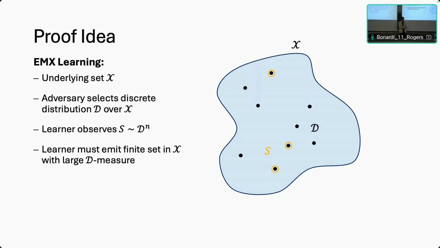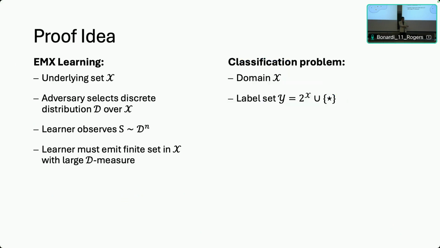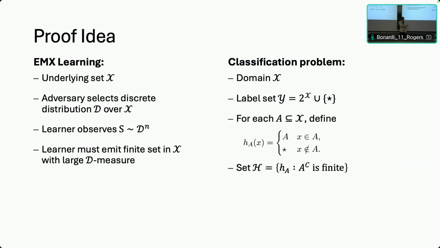That can be undecidable. I'm going to show that EMX learning is really a multi-class classification problem in disguise, a proper problem in disguise. I do that in the following way. I'm going to have a classification problem where my domain is X, and my label set is the power set of X plus this star label. Then for every subset A of X, I can define a classifier that on inputs that are in A, outputs the label A, otherwise outputs the label star. And then my hypothesis class is all functions such that A complement is finite.